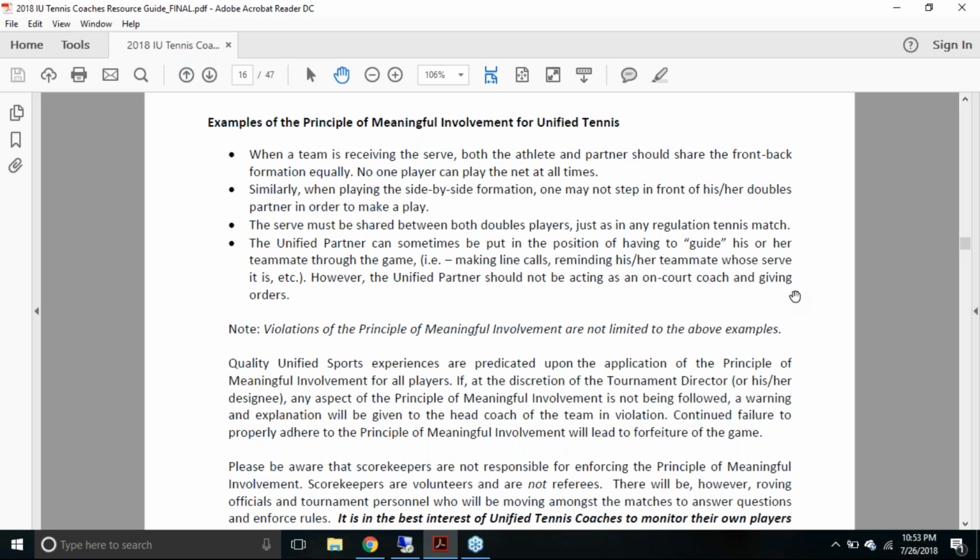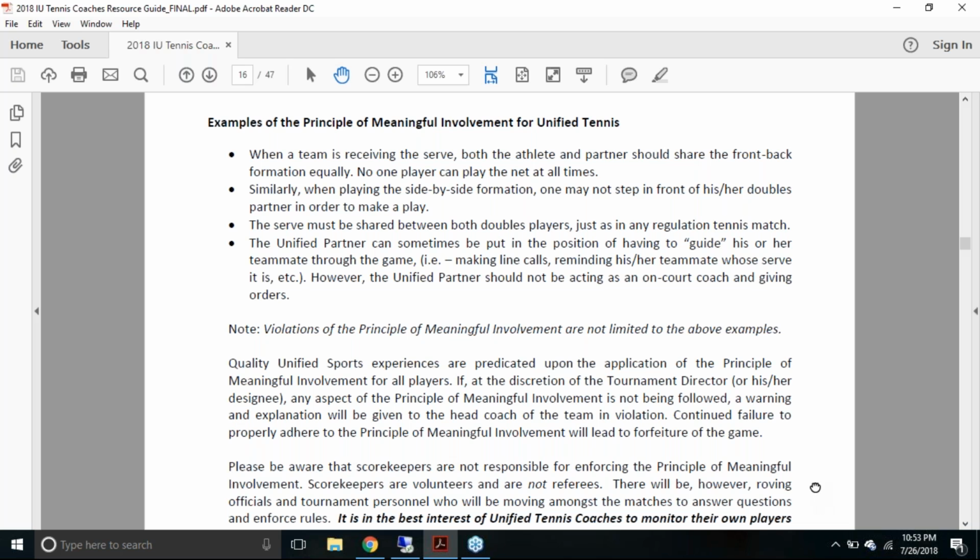Of course it does. Why we make a note of it is that if it happens repeatedly and constantly, it's something that we are going to have an eye on and issue a warning for. The serve must be shared between both doubles players, just as in any regulation tennis match. And the unified partner can sometimes be put in the position of having to guide his or her teammate through the game, such as making line calls or reminding his or her teammate whose serve it is, etc. However, the unified partner should not be acting as an on-court coach and giving orders.